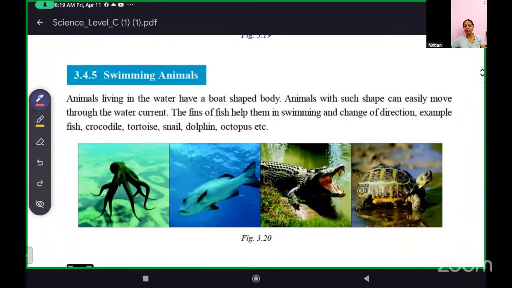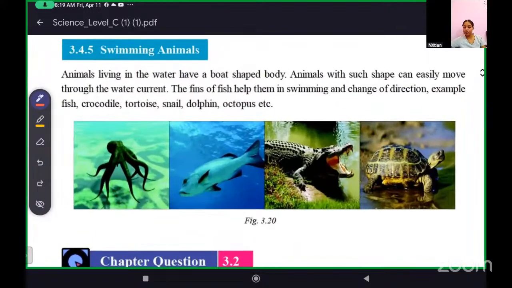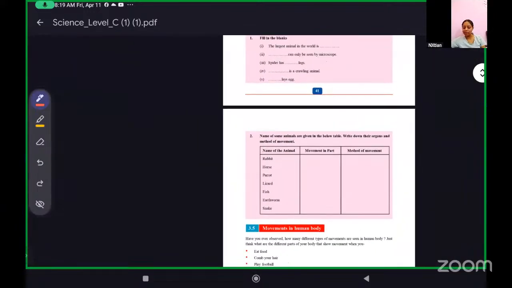Now, swimming animals are there. We know that they have a streamlined body that helps them to move easily in water, that helps them to swim well. Animals with such shape can easily move through water currents. The fins of fish help them in swimming and change of direction also. Examples of such animals are fish, crocodile, tortoise, snail, dolphin, octopus, etc. Okay. So these were all the types of animals.